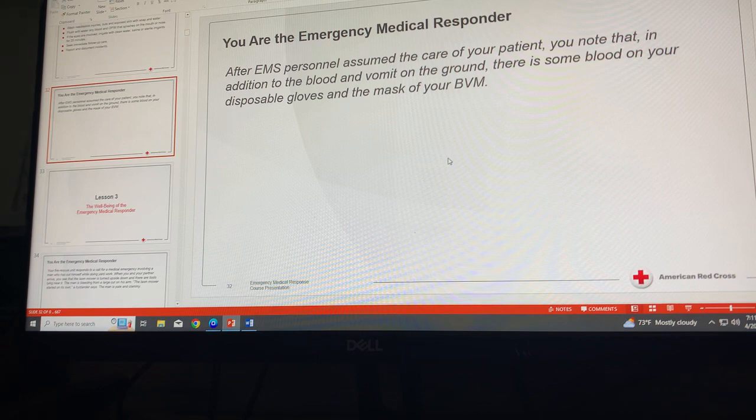Okay, we have another scenario here which we're going to discuss in person, in lesson 2. Something to think about. You are the emergency medical responder. After EMS personnel assume the care of your patient, you note that in addition to the blood and vomit on the ground, there is some blood on your disposable gloves and the mask of your BVM. So just think about this scenario here.